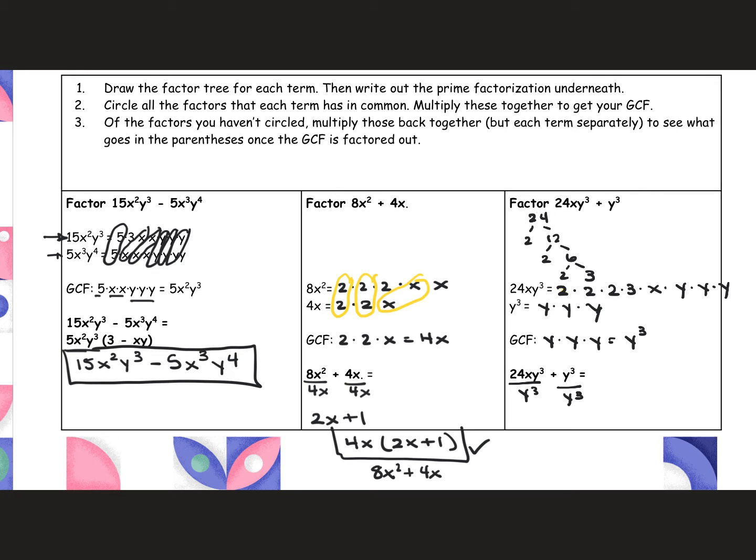I'm going to divide each term by y cubed. So I know with my GCF, I have y cubed. I have 24x because I can't simplify that with anything. I have y cubed divided by y cubed, which gives me 1. And then I have y cubed divided by y cubed, which gives me plus 1.